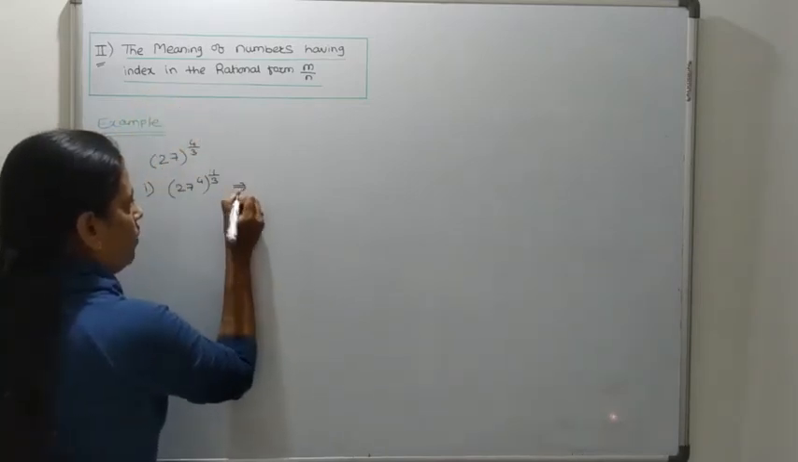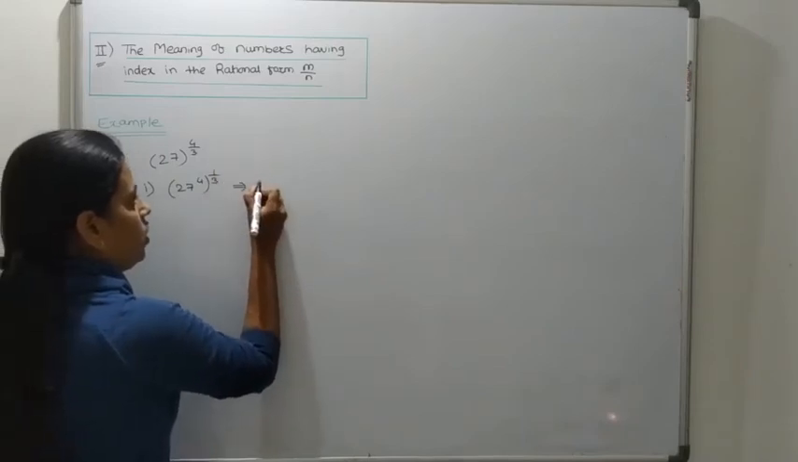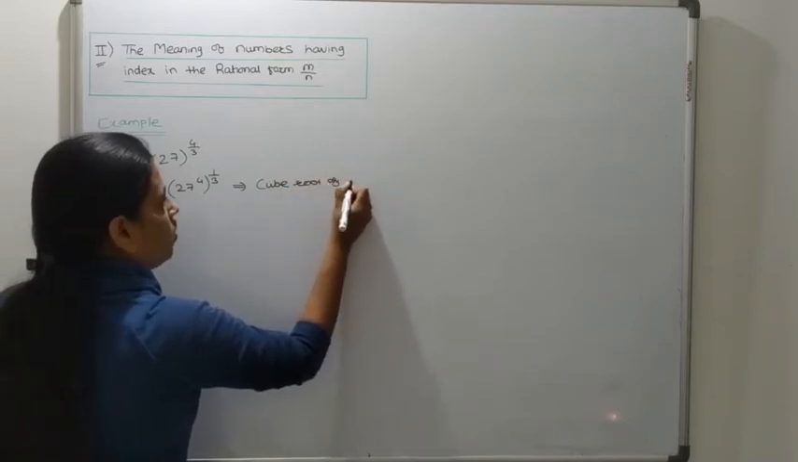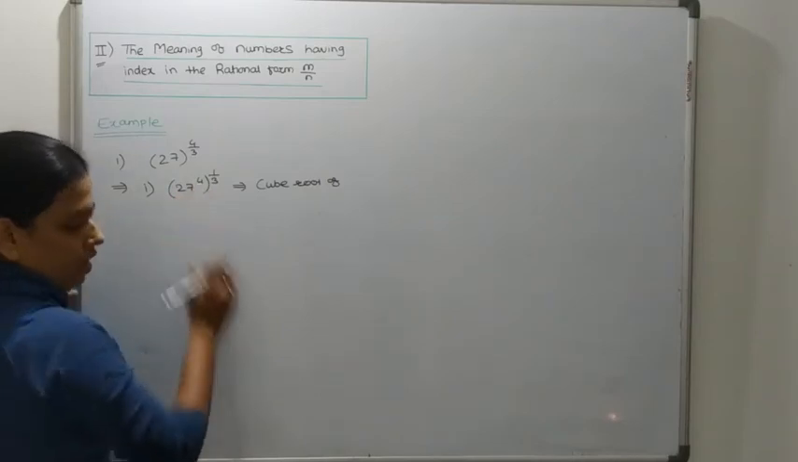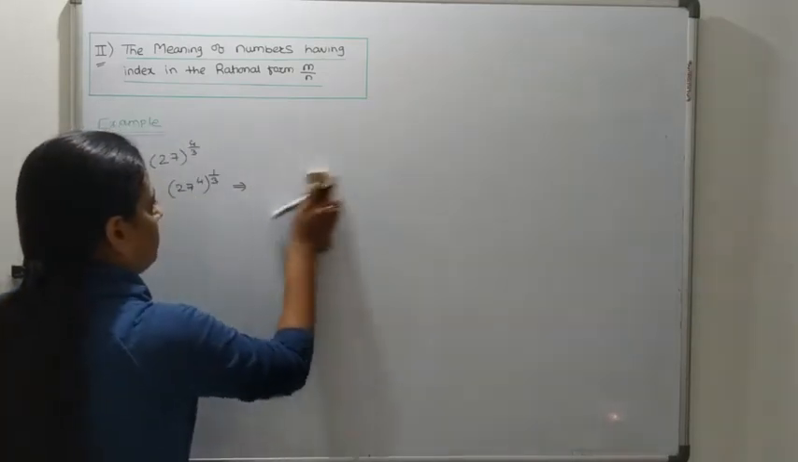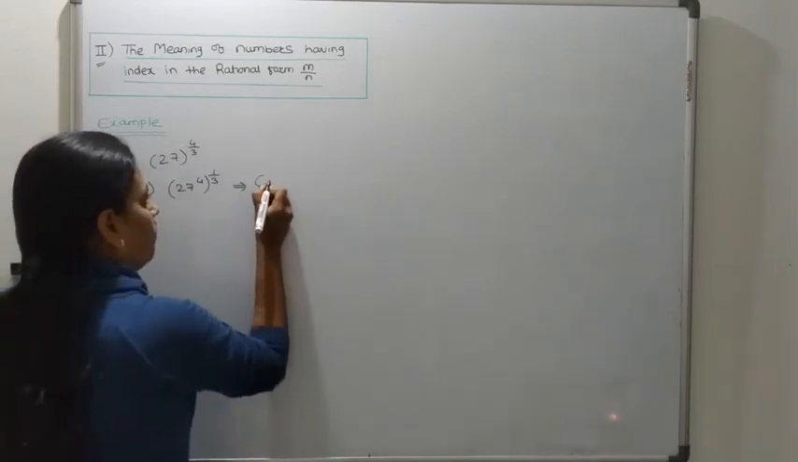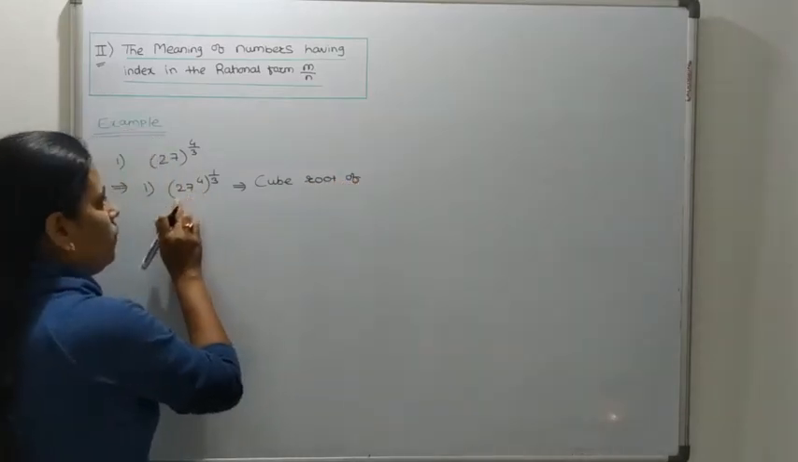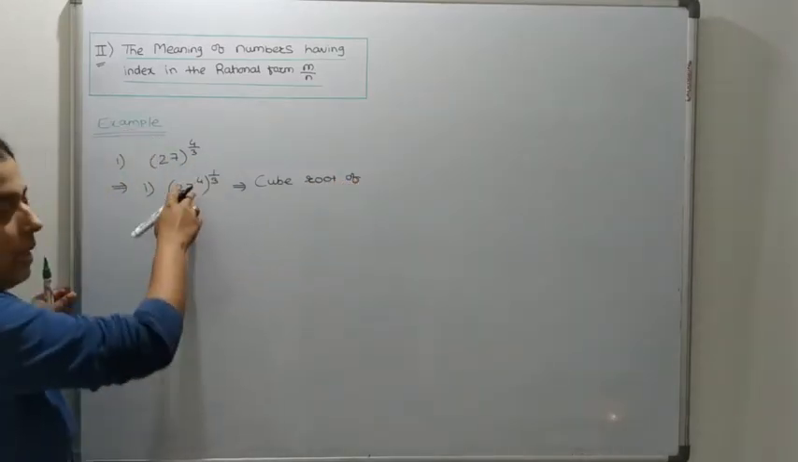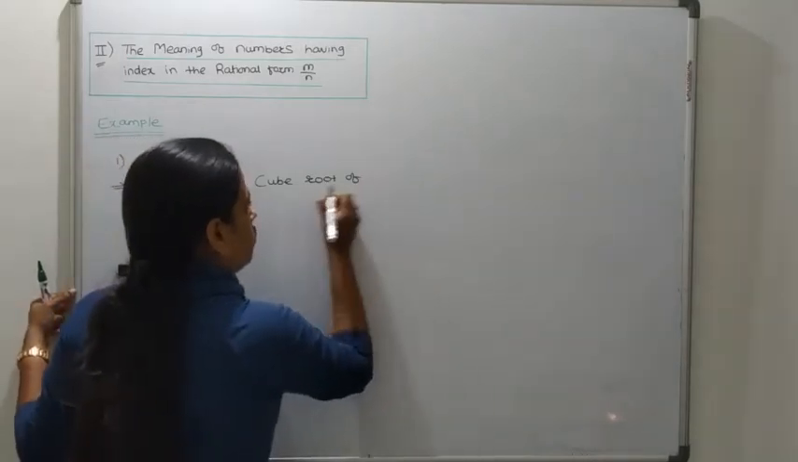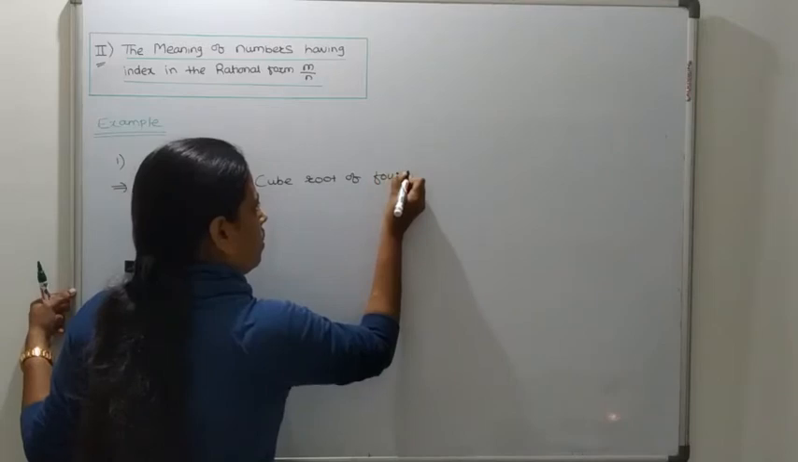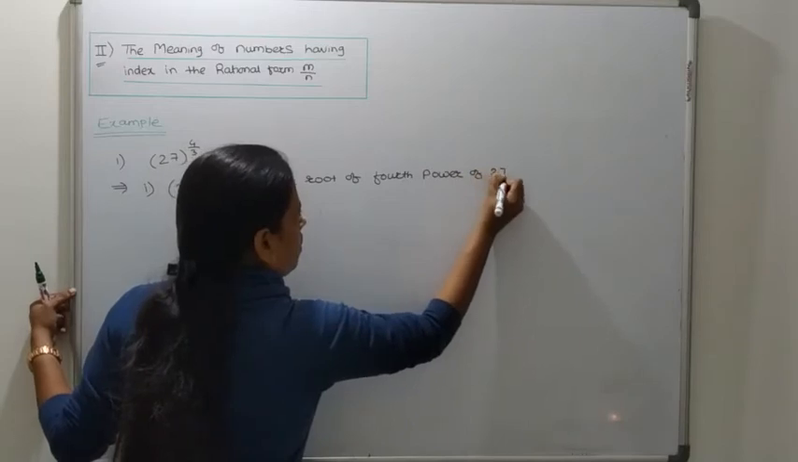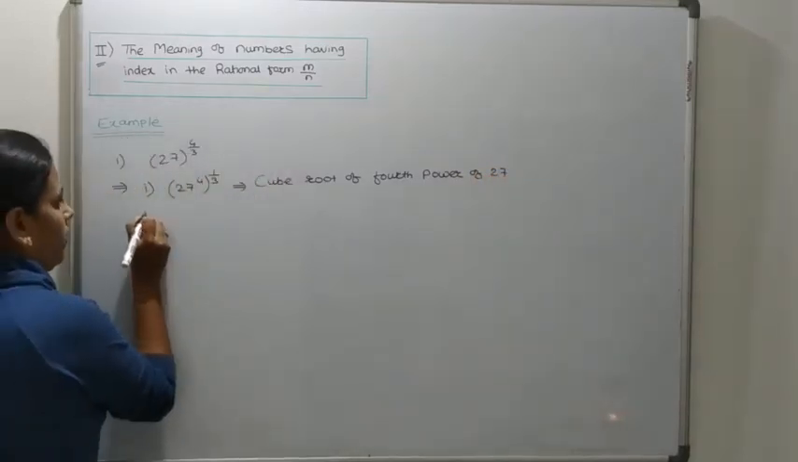So how to write this? We have to take first this part. 1 upon 3 means what? It is the cube root. So cube root of, and it is a fourth power. Okay? Cube root of 27 raised to 4. That means the fourth power of 27. Cube root of the fourth power of 27.